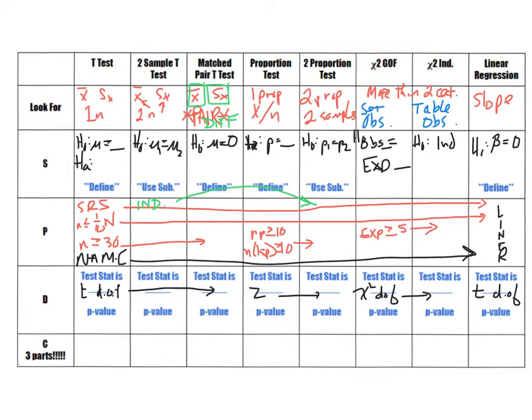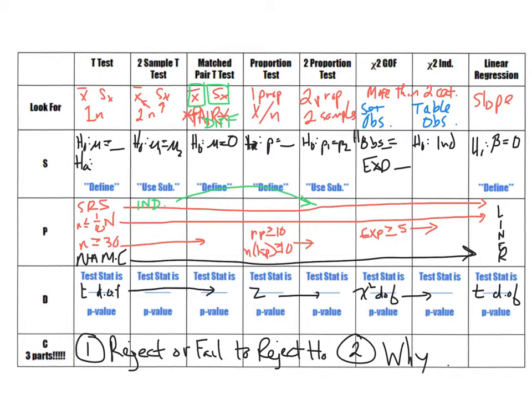Finally, the conclusion is 3 parts. Okay, for all of these, it's 3 parts. First part. Say what you're doing with the null. Are you rejecting or failing to reject? Okay, tell what you're doing with your null hypothesis. That's number 1. Second piece, tell why in terms of the p-value.